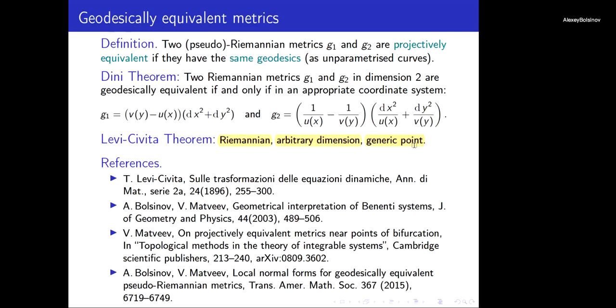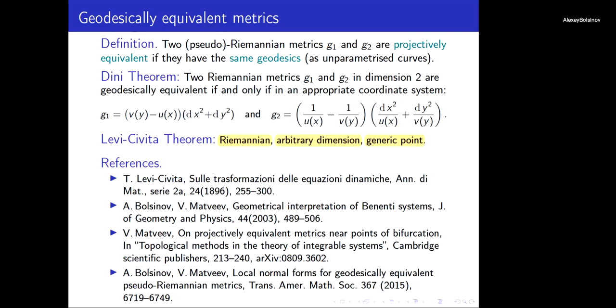Generic means the following. Consider a self-adjoint operator like G1, G2 inverse. We assume that the eigenvalues of this operator have locally constant multiplicities. That is genericity in the same meaning as for Nijenhuis operators. And in this case, Levi-Civita found canonical forms for both G1 and G2.